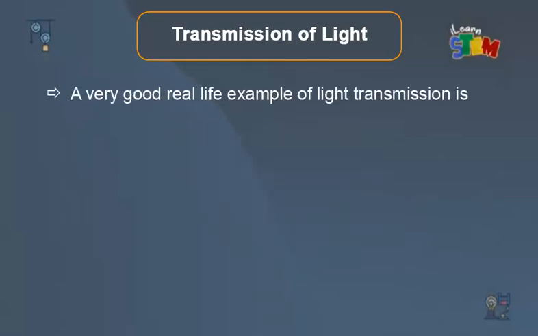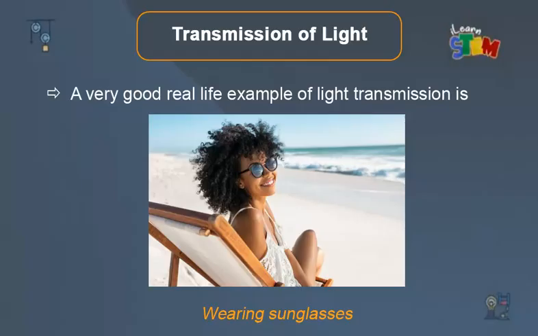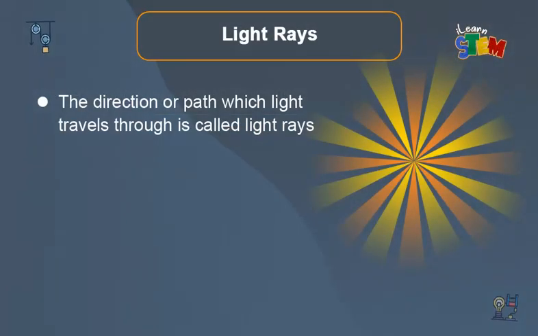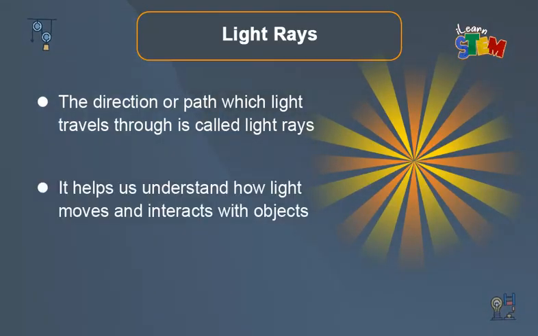A very good real-life example of light transmission is wearing sunglasses. It reduces glare by filtering light. Now let's explore light rays. The direction or path which light travels through is called light rays. It helps us understand how light moves and interacts with objects.